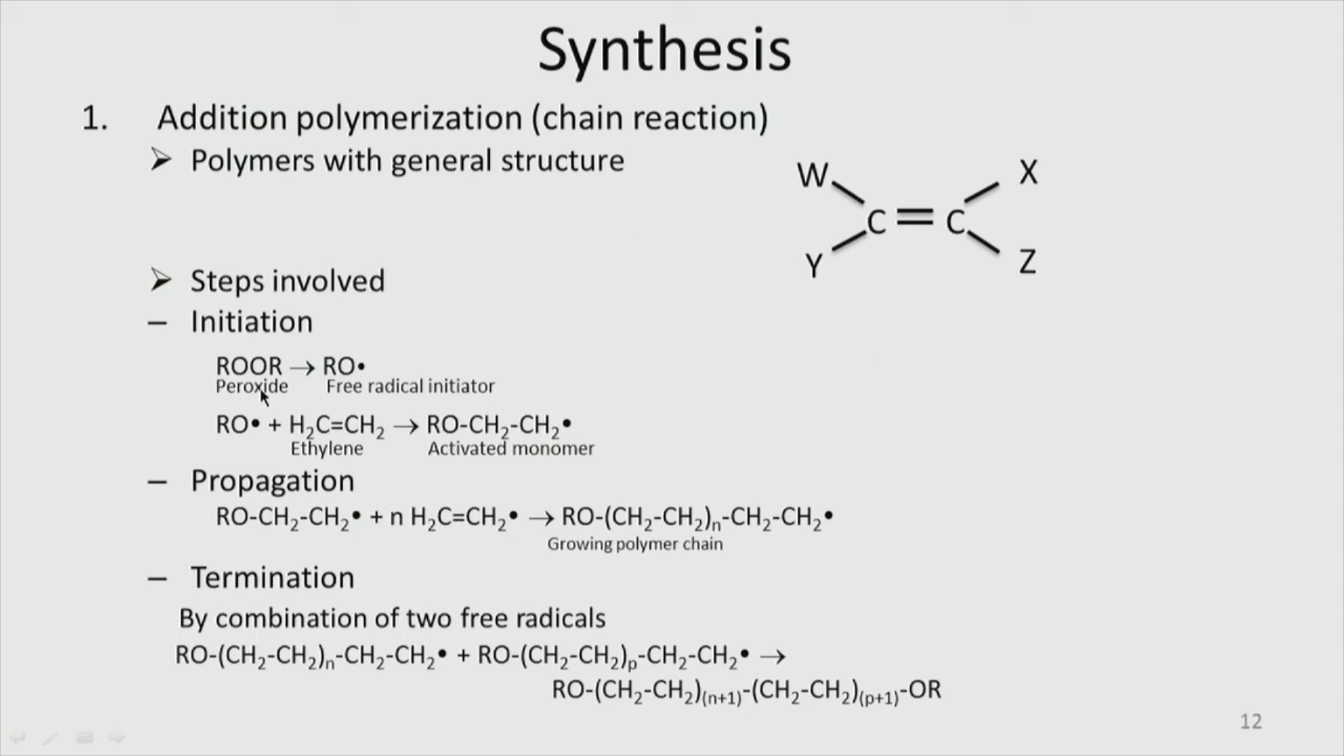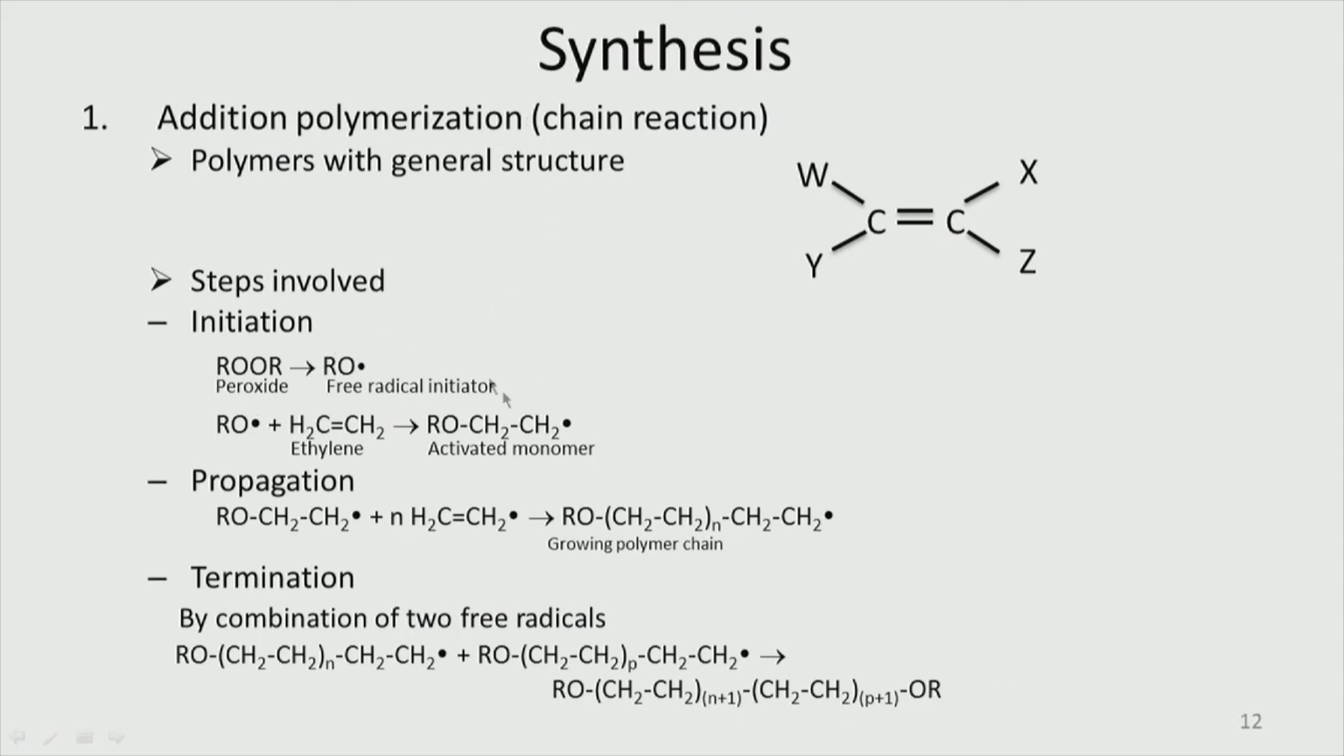So how do we do it? In addition polymerization, radicals are formed initially; you generally add some free radical initiators, RO dot, which means it is a radical. This radical reacts with this portion of the monomer and produces the activated monomer. Now this keeps on growing, this is called propagation. Then you terminate it by adding a terminating agent or radical scavenging agent, so the polymerization stops and the chain growth stops. That is called addition polymerization.